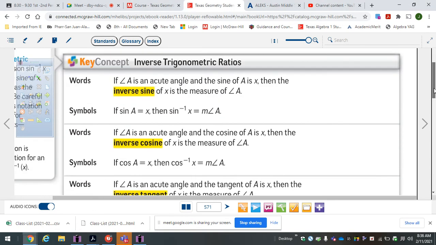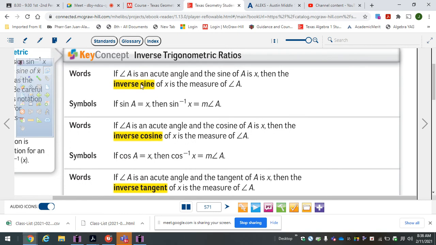We used that idea, the inverse sine. So if we had sine of A is equal to x, then the inverse sine of x is equal to a measured angle A, which is cool. It allowed us to work in reverse.